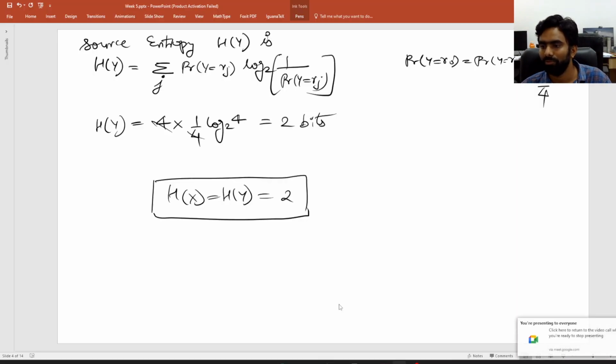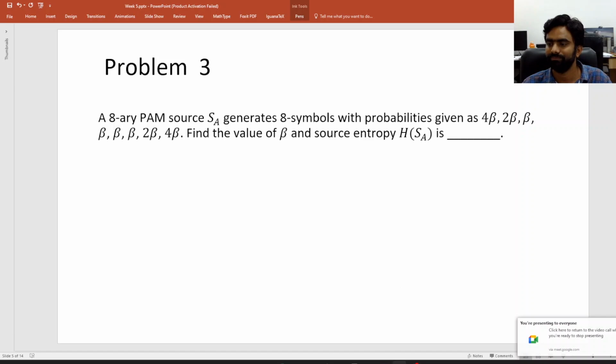Then we'll move to the third problem. There is an 8-array PAM source SA, which generates 8 symbols, with probabilities given as 4 beta, 2 beta, beta, beta, beta, 2 beta, 4 beta. Now we have to find the value of beta and the source entropy H of SA. You have to find the entropy for this source SA, which generates the symbols for 8-array PAM.